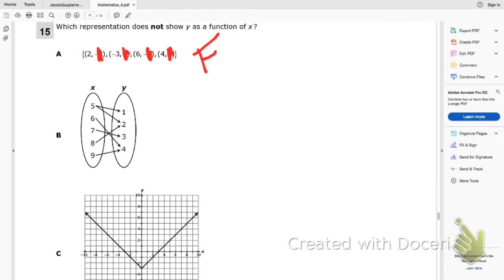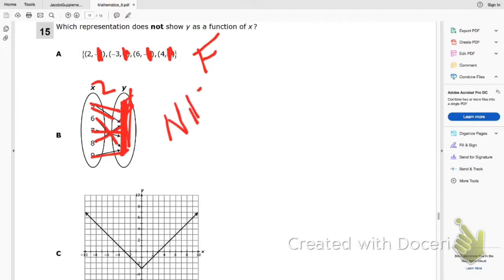The next one, we're going to get rid of all my y's on this side. We're going to count the arrows. There's 1, 2, 1, 1, 1, and 1. Since there's 2 here, it cannot be a function. Therefore, this is not a function.